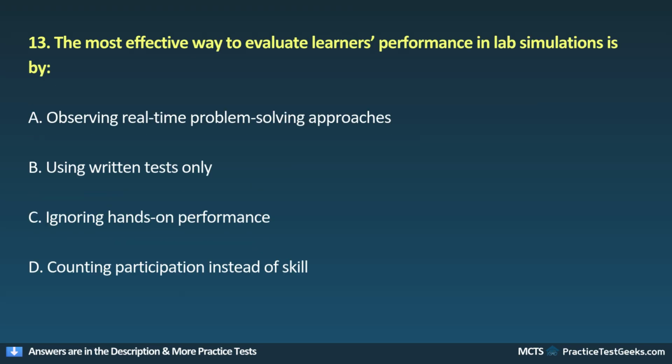13, the most effective way to evaluate learners' performance in lab simulations is by A, observing real-time problem-solving approaches. B, using written tests only. C, ignoring hands-on performance. D, counting participation instead of skill.